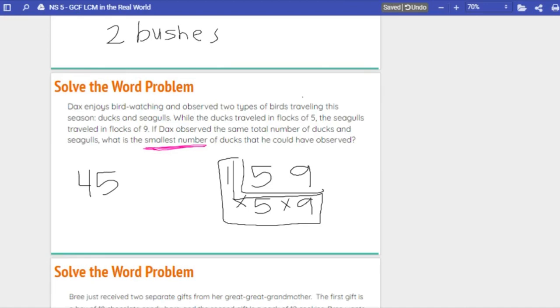So let's go back to our question. What's the smallest number of ducks that he could have observed? Because we know he observed the same total number of ducks and seagulls. So he had to have observed 45 ducks and 45 seagulls. So this does answer our question.